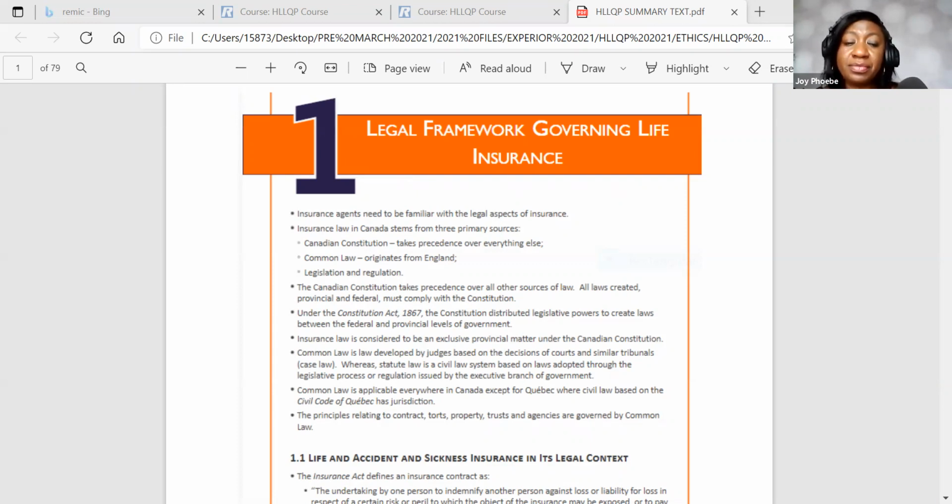A limitation period stands for a period or time frame during which a court action must be started. If a court action is not started within this period, the right to sue is permanently lost. So we're going to see this a lot, limitation period, in the course of this course.